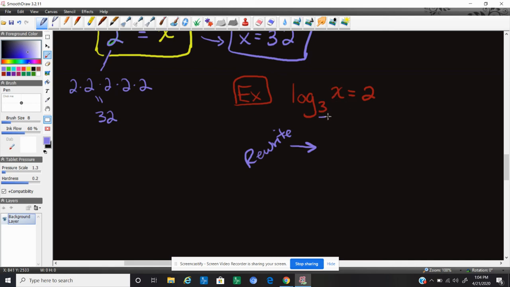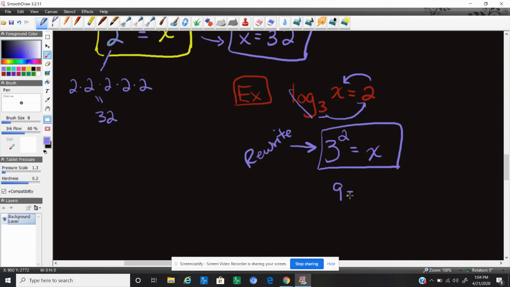Now here's the answer. Start with 3, cross out the log. So 3 to the power of 2 equals x. And 3 to the power of 2 is just 3 squared, 3 times 3. So this is just equal to 9. And that's it.